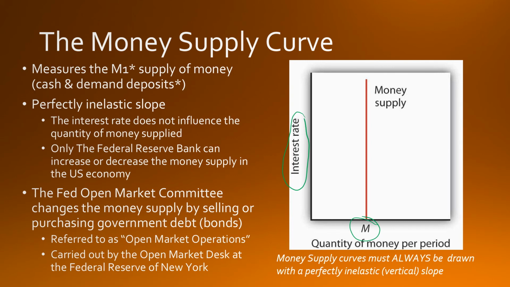Okay, so money supply curve, remember that it measures the M1 supply of money. And so this is a very important point. You've got to just lock this in your brain. M1 means physical cash and demand deposits. And in case you forgot, demand deposit means checking account.